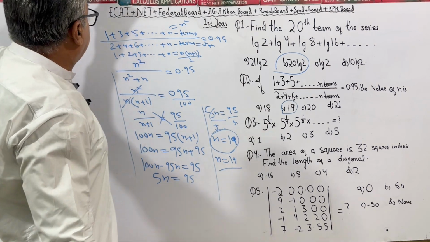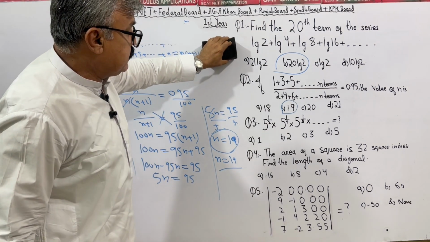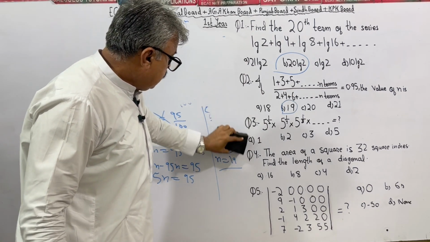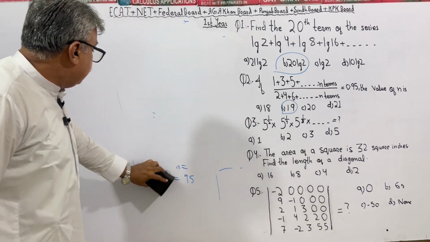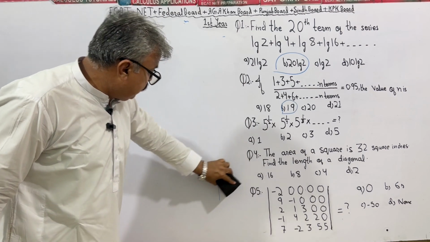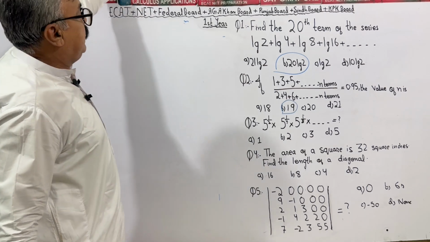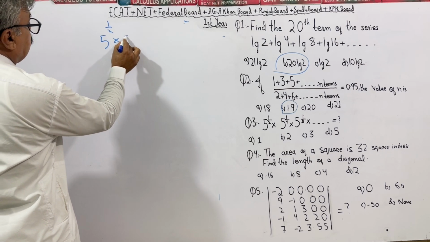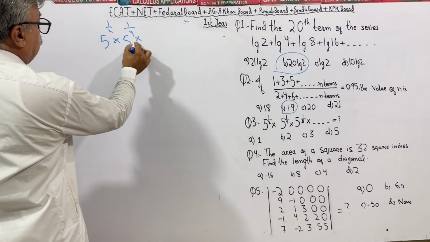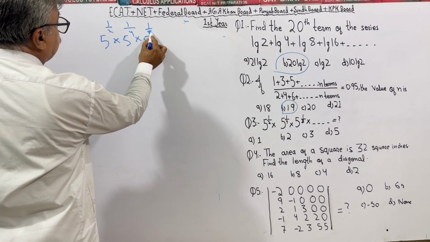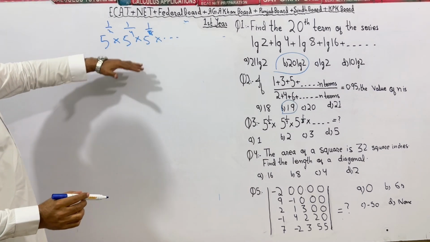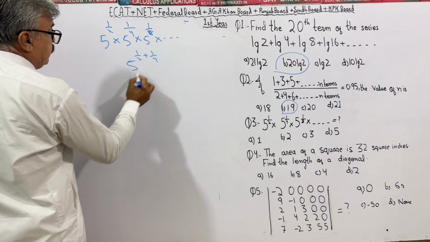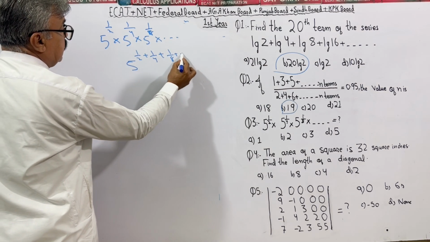5 raised 1 over 2 times 5 raised 1 over 4, times 5 raised 1 over 8 and so on. Find its sum. A little inspection, a little manipulation gives us a fair idea. This is the sum to infinity formula for GP. How? Bases are the same, they are in multiplication, so the powers add: 5 raised to 1 over 2 plus 1 over 4 plus 1 over 8 and so on.